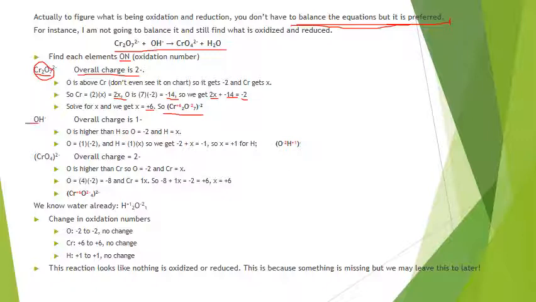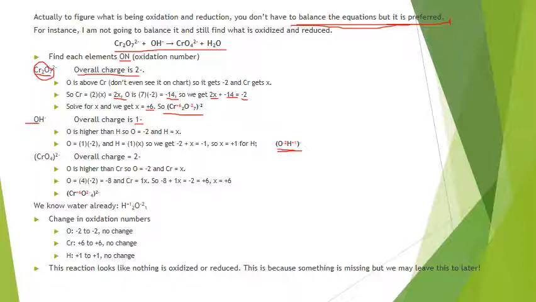Okay, hydroxide. The overall charge is 1 minus, or minus 1. Oxygen's higher than hydrogen, so oxygen is going to be minus 2 and hydrogen is going to be X. There's 1 of them, so it's 1 times minus 2, and hydrogen is 1 times X. So we get minus 2 plus X equals minus 1, and so X equals plus 1 for hydrogen. And here is how you write it out.